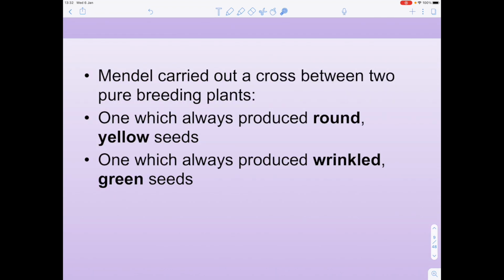Mendel carried out a cross between two pure breeding plants. This therefore means that these plants are homozygous because that's what pure breeding means, which means they have two of the same allele.